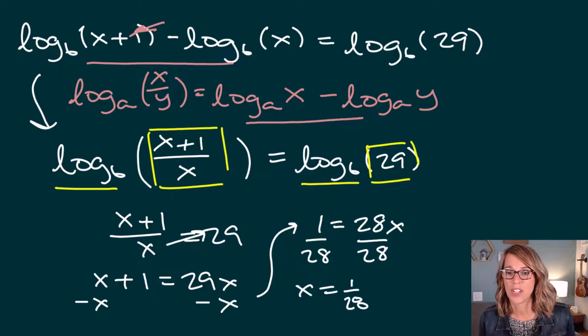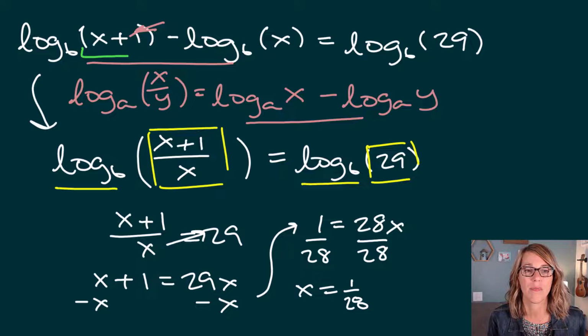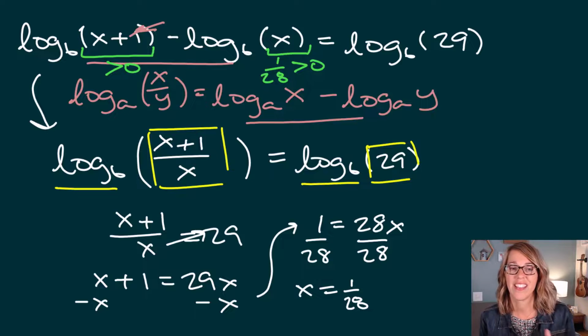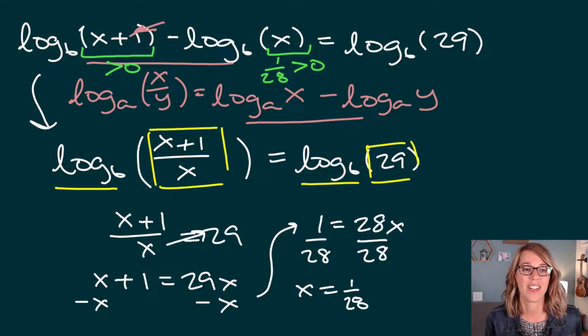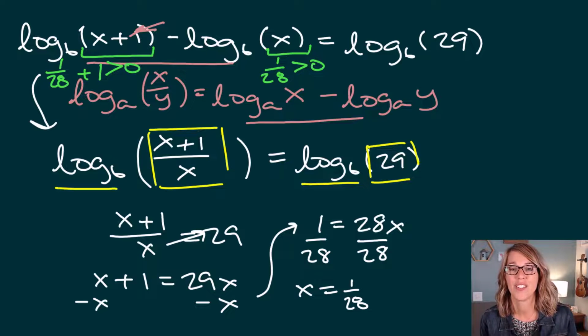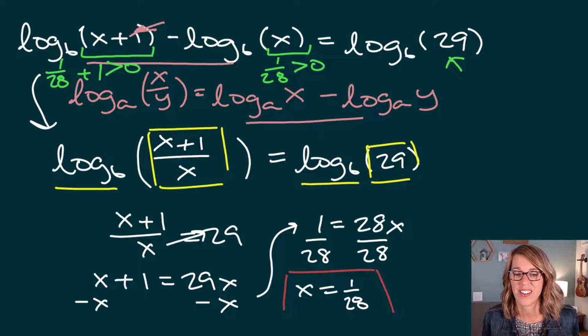Now I'm going to do a really quick check. I need to make sure that my arguments here stay greater than 0. Well, when x is equal to 1/28, the argument of the second log is greater than 0. That's perfect. And for the first one, it's going to be x plus 1. So that's 1/28 plus 1, which is definitely greater than 0. So both of those work. And for this third one, it's just a 29, nothing to check with my x. So I've got my solution here. My answer is 1/28. Let's do one more.